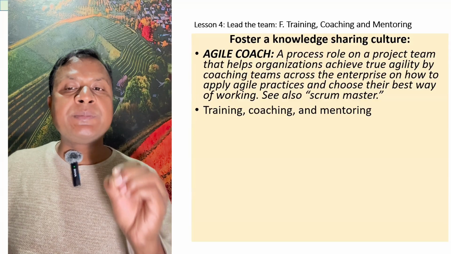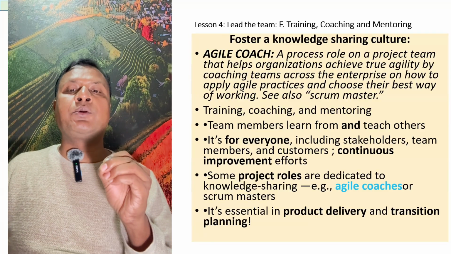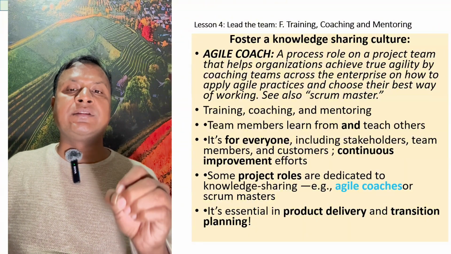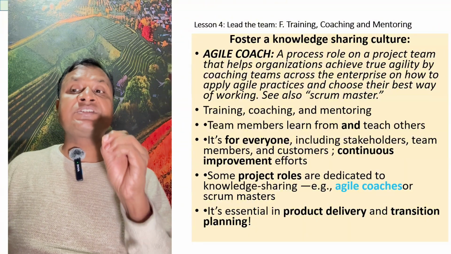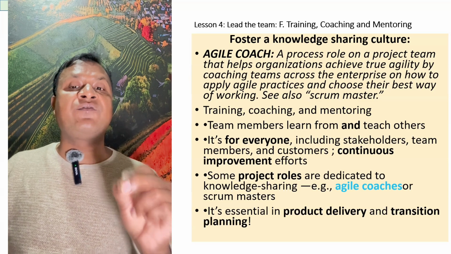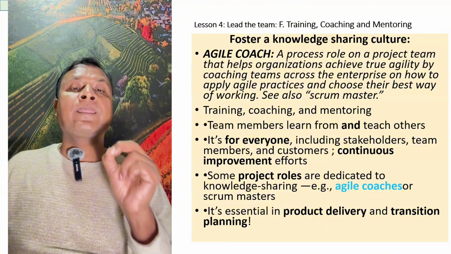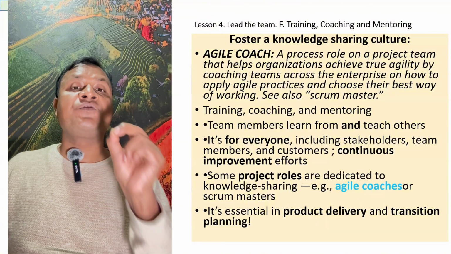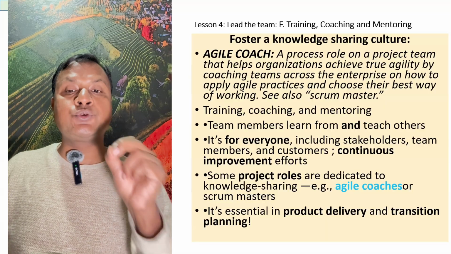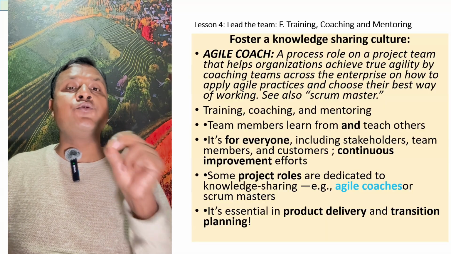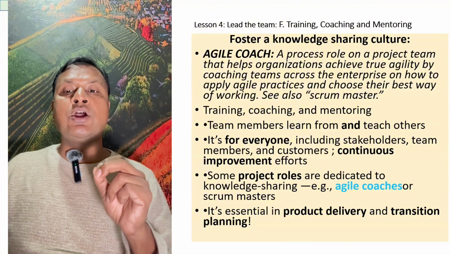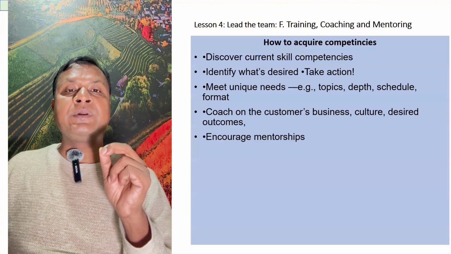So we should give training, we should do the coaching and mentoring. So team members can learn from each other, teach each other. It's for everyone, including stakeholders, team members, and customers, and continuous improvement efforts. So we should use some roles. We should fix some roles, and some project roles are dedicated to knowledge sharing. That is agile coach or scrum masters. Their role is actually knowledge sharing, guiding others, mentoring others. So it's essential in product delivery, in planning.